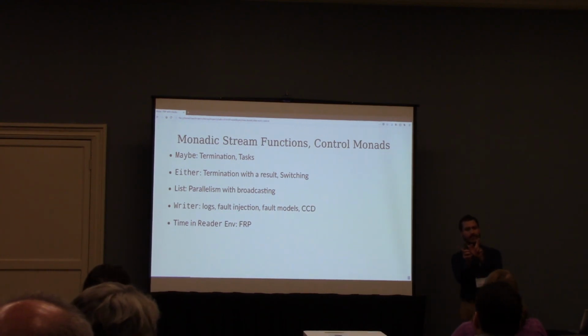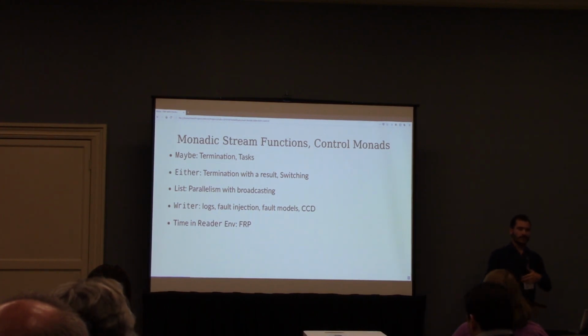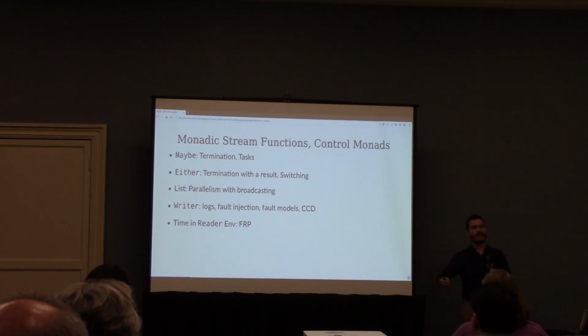So you have these orthogonal ideas of reactivity and termination or failure, and when you put them together, they naturally combine to give you the obvious thing. And you have the same thing with Either. Either gives you, you may be left with a result, or you may take the right branch and obtain an output and a continuation. And these are monadic stream functions that terminate with a result, which is the basis of switching.